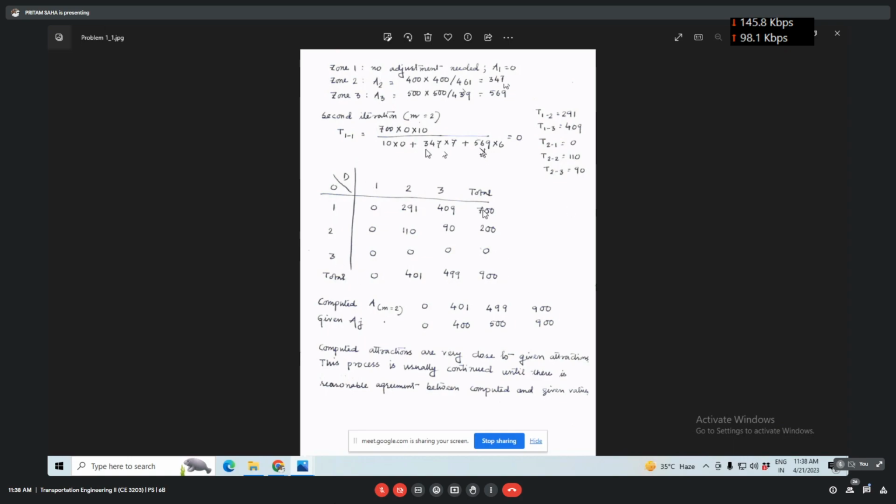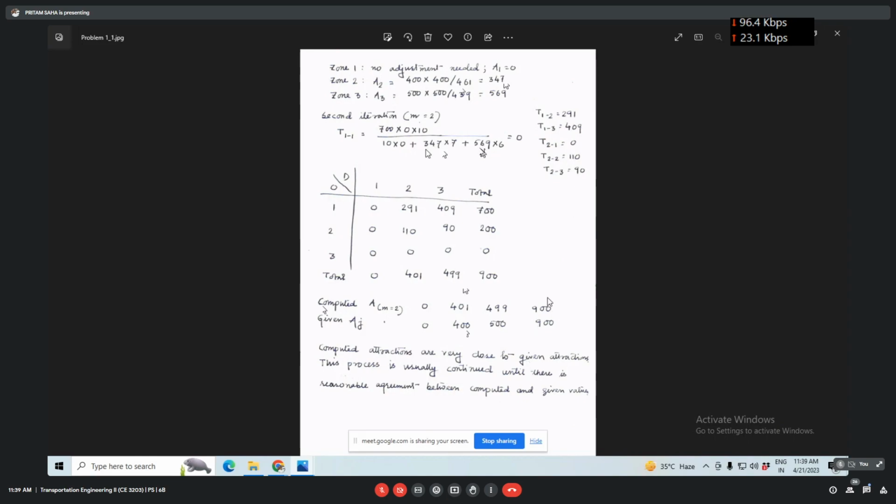Now you can see the production total is the same as before, but attraction total is 401 and 499. And now you can see that computed values 401 and 499 are very close to given value. Given value is 400 and 500, right? So I have written it here. Computed attractions are very close to given attractions. So this process is usually continued until there is a reasonable agreement. Okay, that agreement must be reasonable. Otherwise, we will have to keep on continuing. Okay. So these two values, computed values and given values, must have reasonable agreement. Until then, you will have to continue the process.